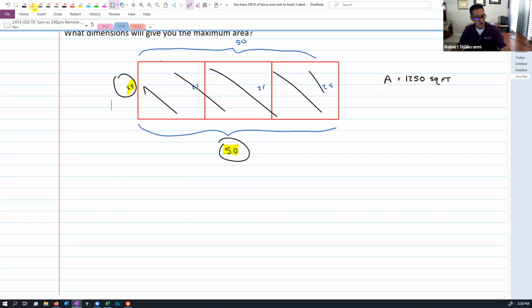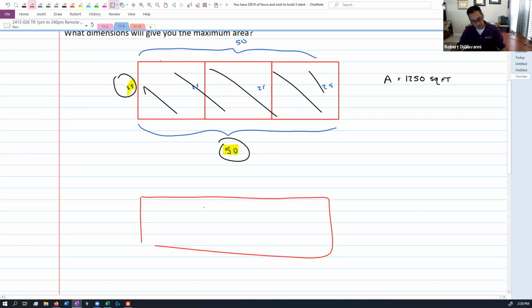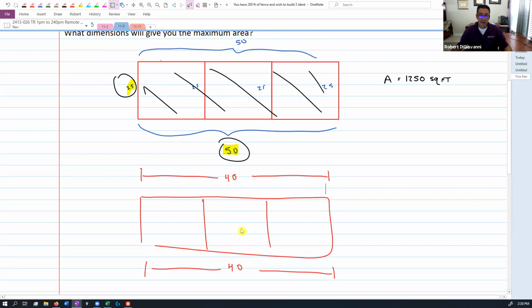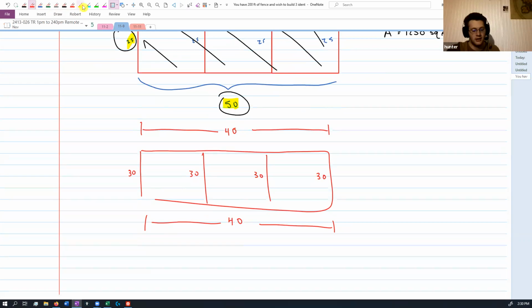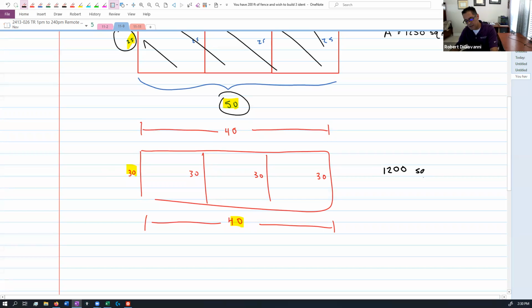But there are other ways I could do it, right? I could have decided to do it this way. Why do 50? I could have done 40 here, 40 here, right? Which means I've used 80. That leaves 120. With 120, I can divide that up equally as 30 here, 30 here, 30 here. Are we gonna get the same area? Is it gonna be the same area? No, you get 1,200 instead of 1,250. It's not the same. We used the same amount of fence, but we got a different area, didn't we? We got less.